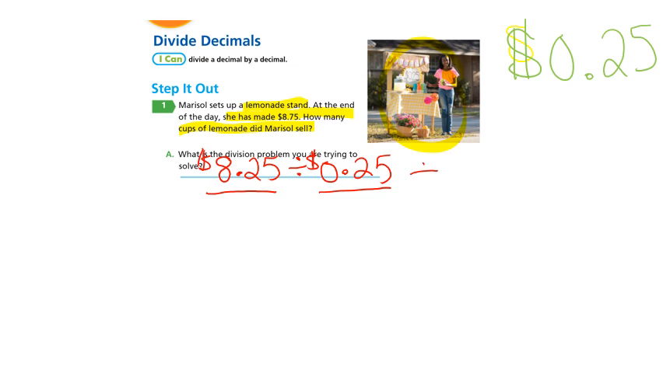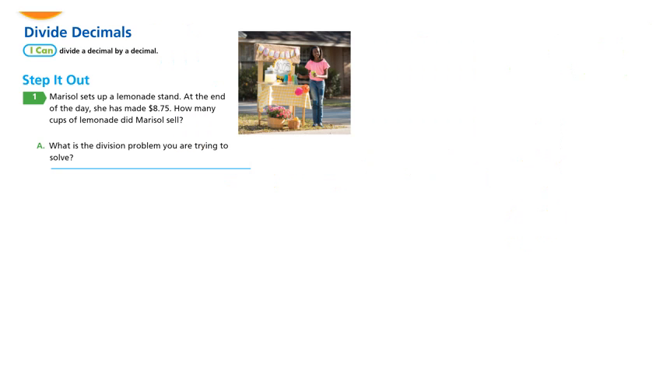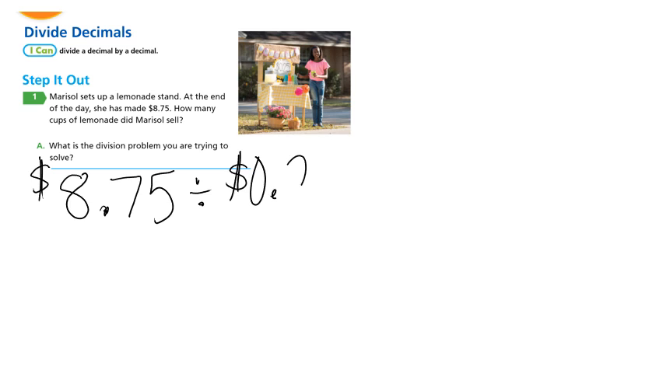So I'm just going to use common sense. I know there are 4 quarters in $1, and there's about $8. So I'm thinking it's going to be somewhere around, I don't know, 30 cups of lemonade. Let's see if I'm right. Probably between 30 and 40 cups of lemonade. We said that she is trying to decide how much $8.75 is if we divide it into cups of lemonade that cost 25 cents each.